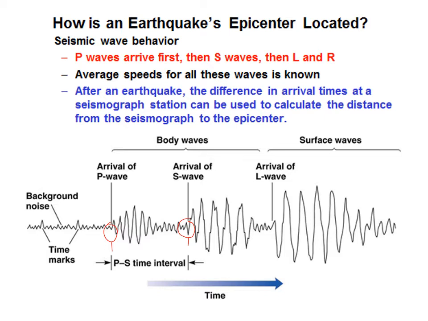So in that case, we can compute the PS time interval. To compute the PS time interval, we take the arrival time of the S wave minus the arrival time of the P wave, and that will give you the time interval. Following the S wave, the seismograph will detect the arrival of the Love wave.